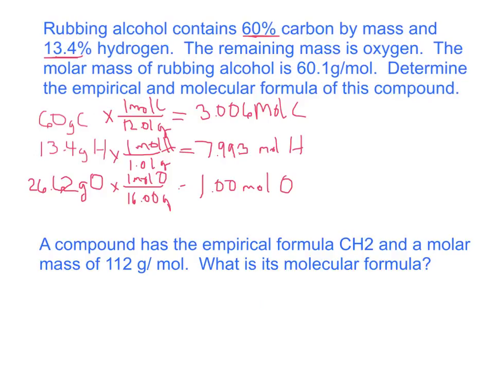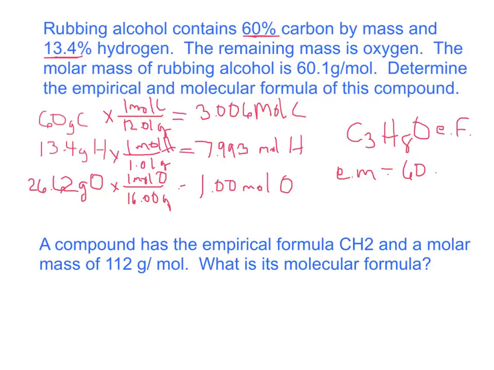So I would say the empirical formula is C3H8O. And then we have to figure out the molecular formula from this. So I would add all C3H8O up. So it's 12 times 3 plus 8 times 1 plus 16. And we get an empirical mass of 60.11.